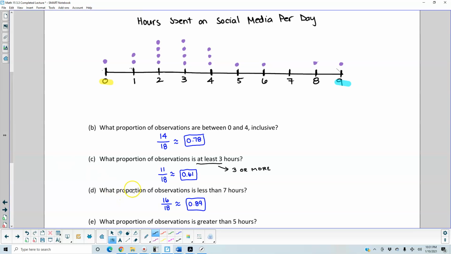Okay, next it says, what proportion of observations is less than 7 hours? This question does not say anything about inclusive, so you cannot include 7, even though it doesn't have a dot there anyway. You're going to include everything that's less than 7 hours, which goes from 6 to 0. So let's count the dots. 1, 2, 3, 4, 5, 6, 7, 8, 9, 10, 11, 12, 13, 14, 15, 16. So there's 16 over 18, which gives you 0.89. 0.89 is the proportion of observations that is less than 7 hours.